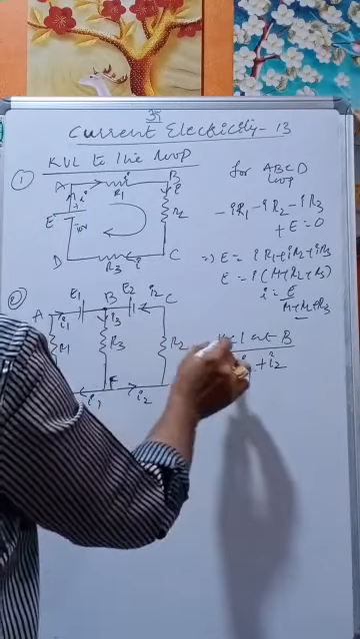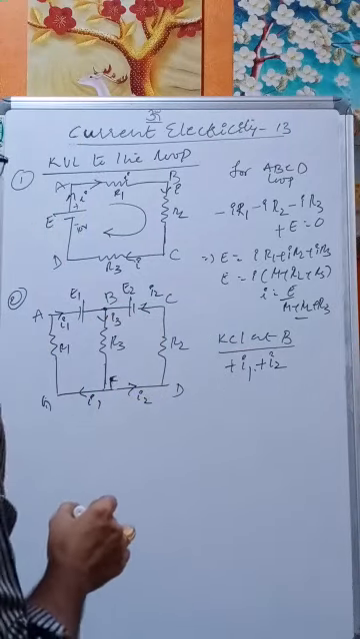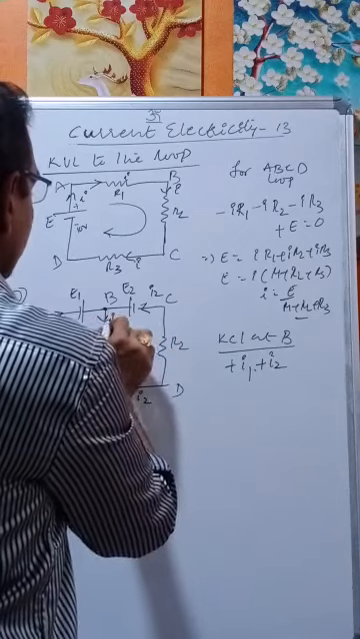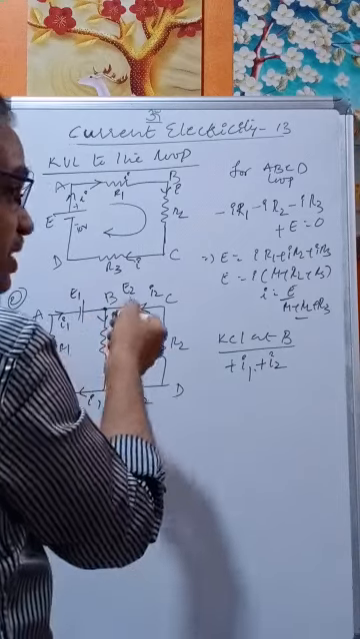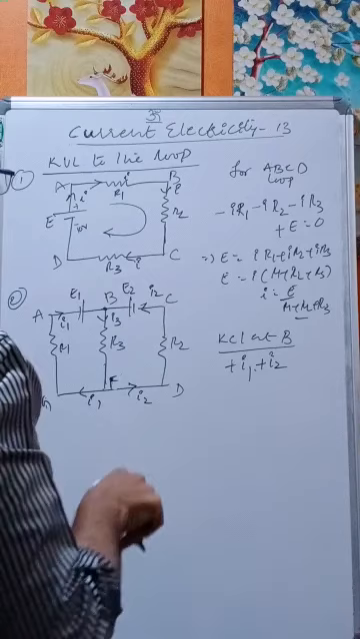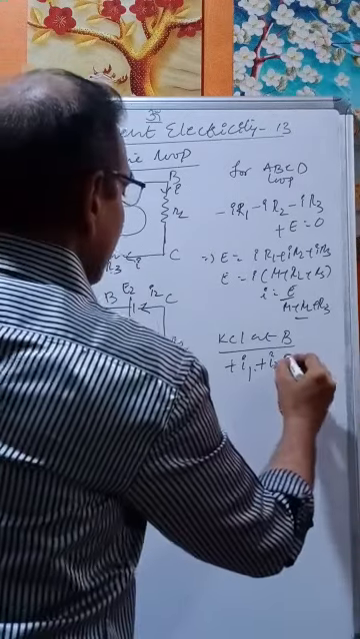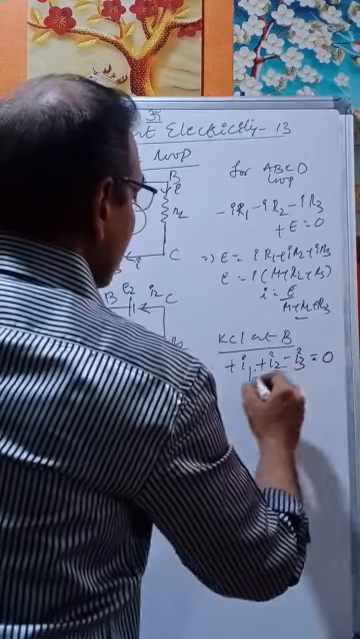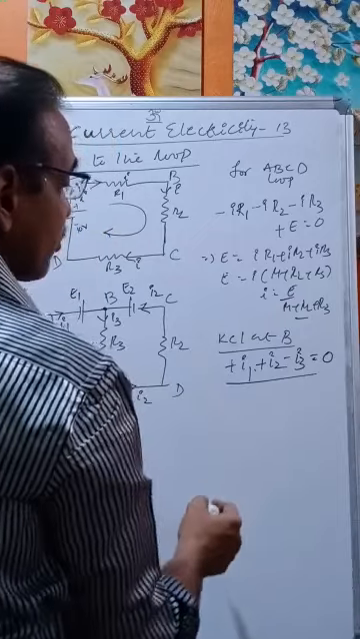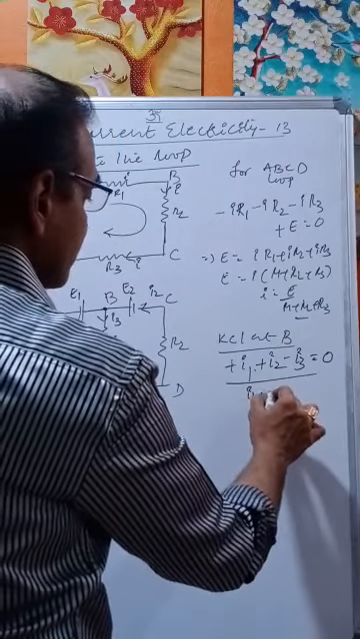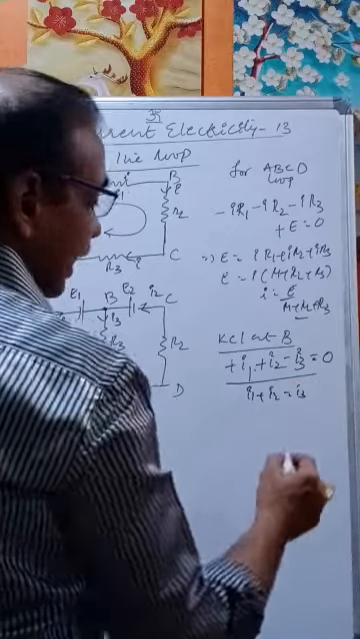I am applying KCL at the point B. Now I3 is leaving away from the junction, and I1 and I2 are towards the junction. Therefore, minus I3 is equal to 0. So I1 plus I2 is equal to I3.